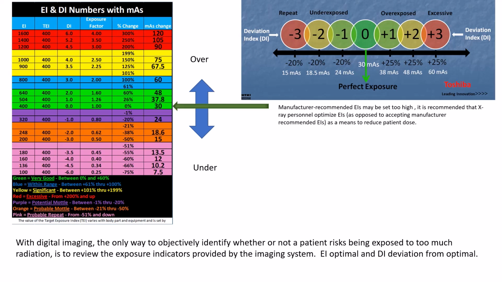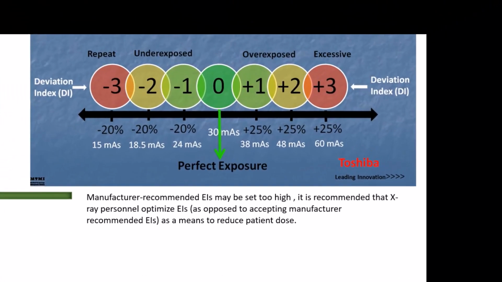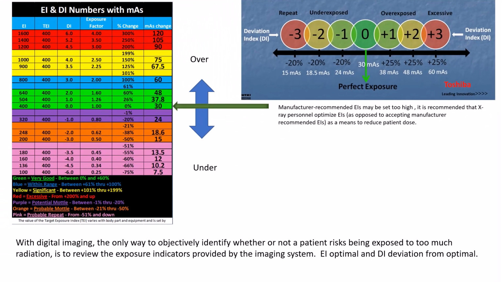Optimal exposure index and deviation from the DI, or dose indicator, numbers will tell you if you have an optimal image. Many times you'll find that manufacturers' exposure indexes are set too high, and it is recommended that you go through them when you receive your equipment to reduce patient dose. The increased dosage reduces quantum mottle, and the image appears great to the human eye, but may not be preferable for patient dose. Dose can be reduced and an acceptable image produced by using less mAs.